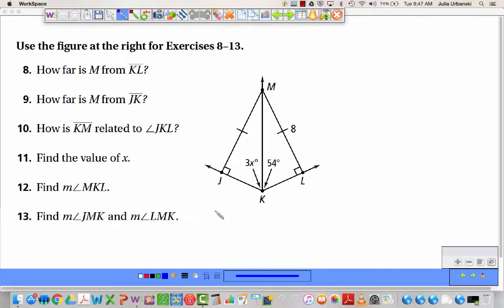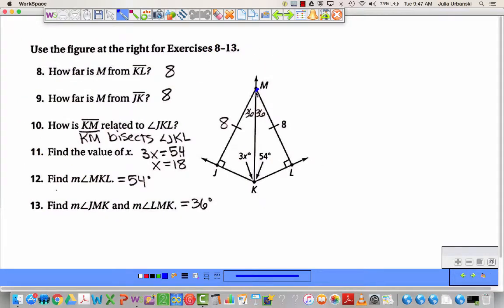Okay, try 8 through 13 on your own, hit pause, and then come back when you're ready to check the answers. M, this point right here, is equidistant, those congruent marks right there. So this congruent mark 8 equals this congruent mark 8. So M is 8 from the side KL, and M is also 8 from the side JK.